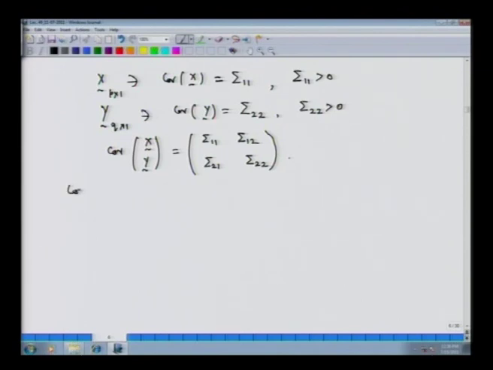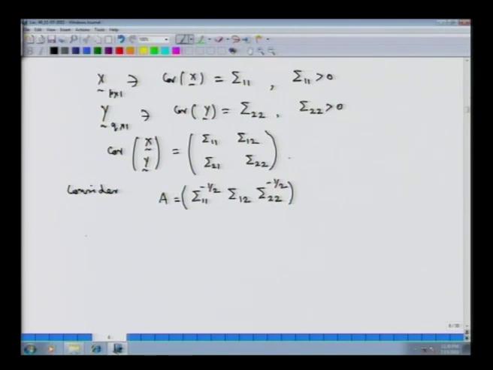Now, consider a matrix A to be equal to sigma 1 1 to the power minus half. Sigma 1 1, remember, is positive definite. So, sigma 1 1 to the power minus half can be defined, multiplied by sigma 1 2 times sigma 2 2 to the power minus half. Now, such a matrix plays a major role in canonical correlation analysis.